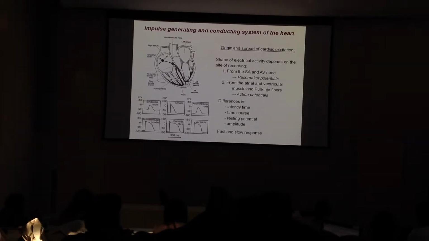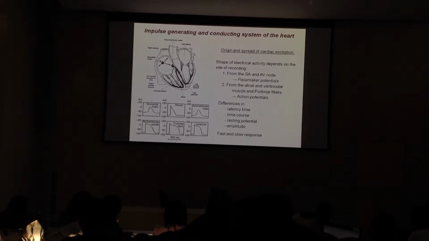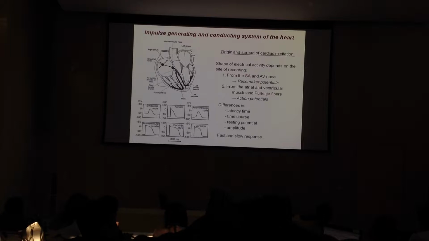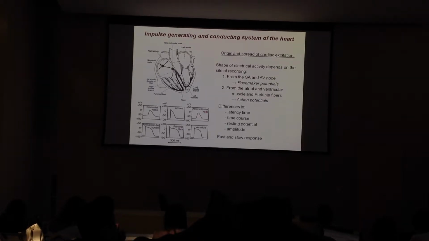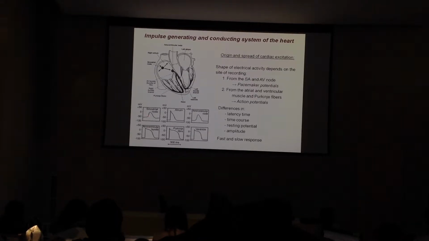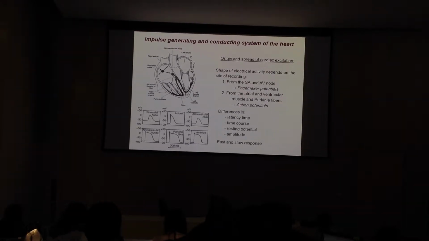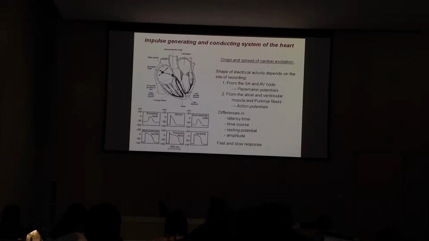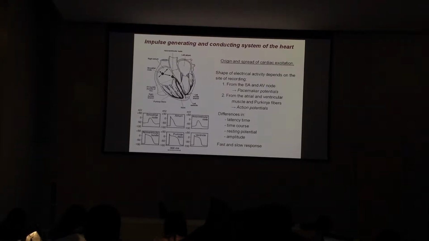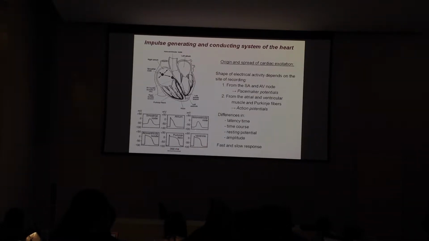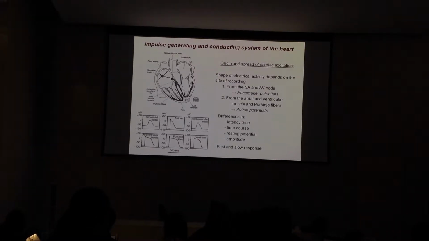voltage dependence, and so on. Electric activity from the SA node is very similar to the AV node, has the so-called pacemaker potential. This is the slow response. And the atrial muscle fiber, the ventricular muscle fibers, and the Purkinje fibers, they have the so-called fast response. The time course is much faster, amplitude is larger.